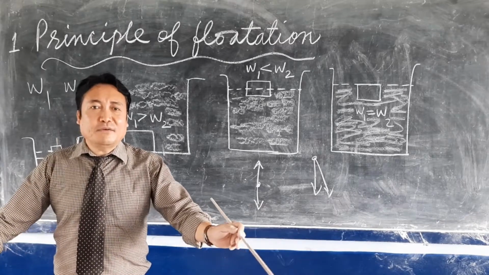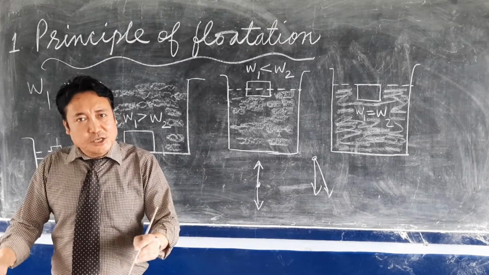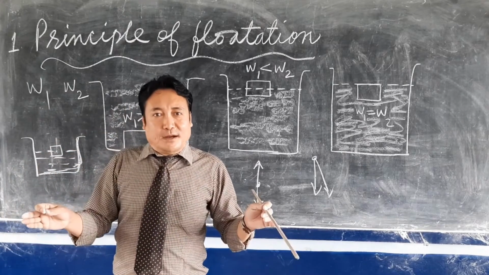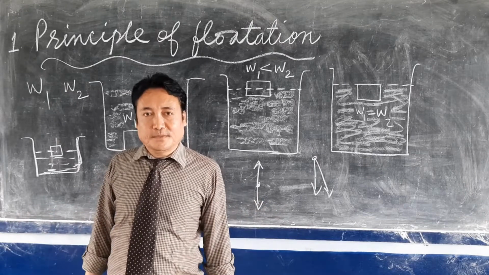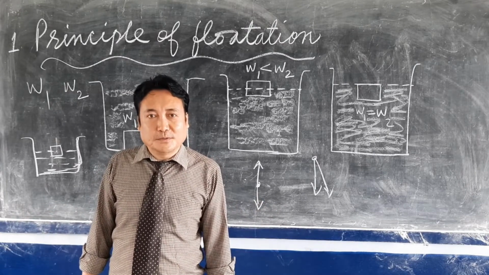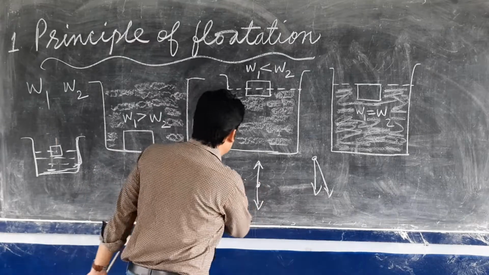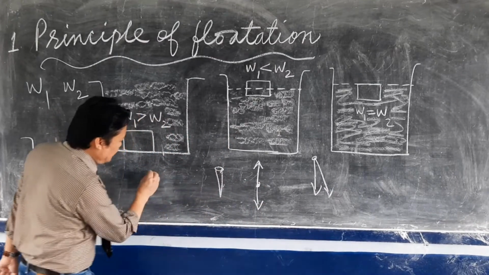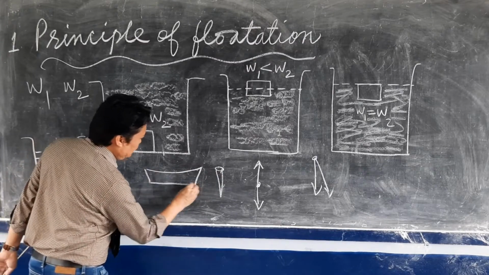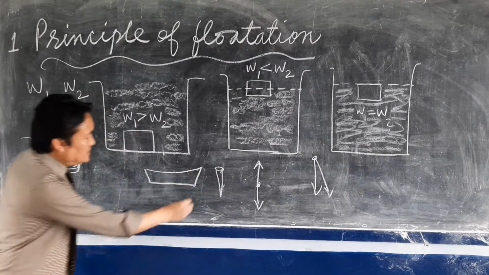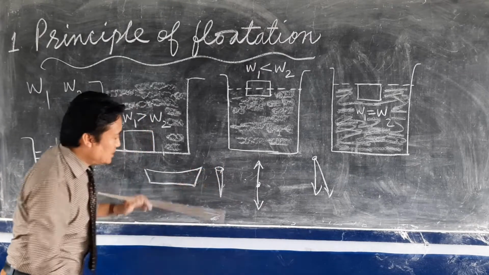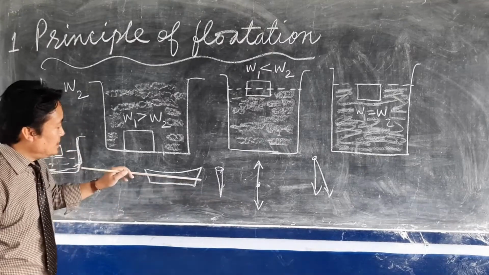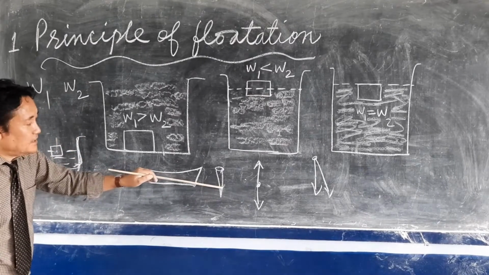But a ship made of iron will float. These ships are made in such a way that the inner part of the ship is hollow. Let us consider this nail and a ship. The nail will displace less water, whereas the ship displaces more water than the nail.